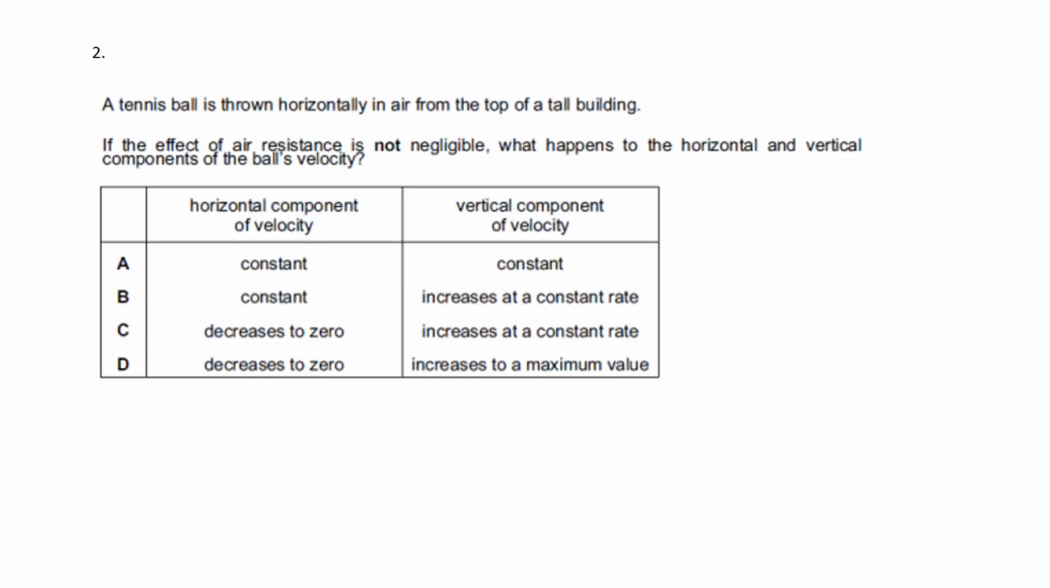Question 2. A tennis ball is thrown horizontally in air from the top of a tall building. If the effects of air resistance are not negligible, what happens to the horizontal and vertical components of the ball's velocity? So if air resistance is not negligible, then we know that the horizontal component of the velocity isn't constant. And in many of the examples, we're actually told to ignore air resistance as a simplification, and we can say that the horizontal component of velocity is constant to really simplify things down.